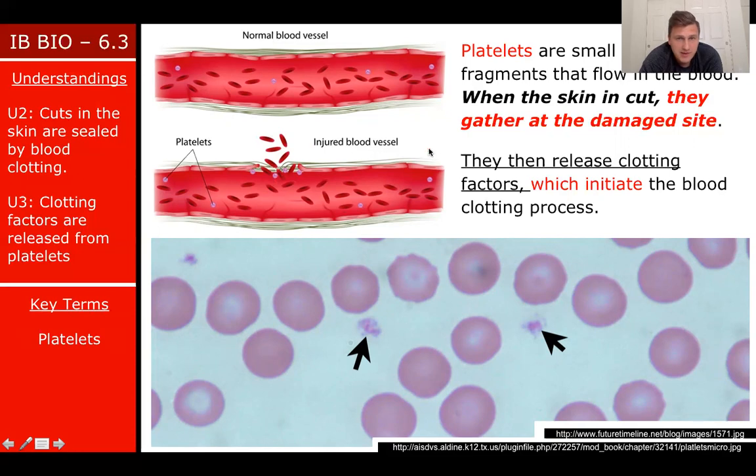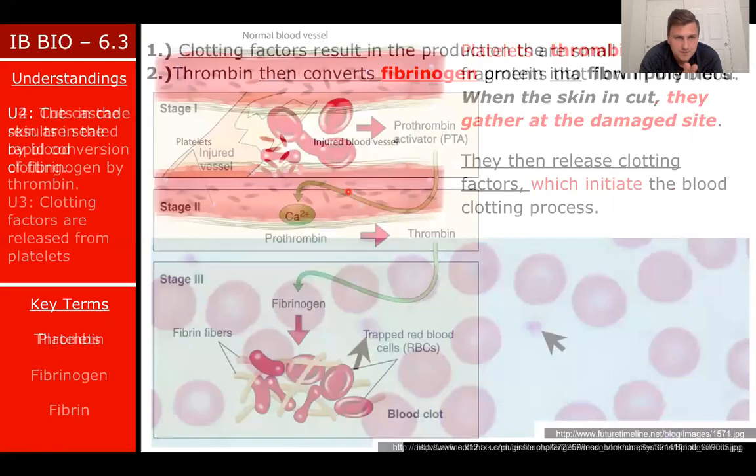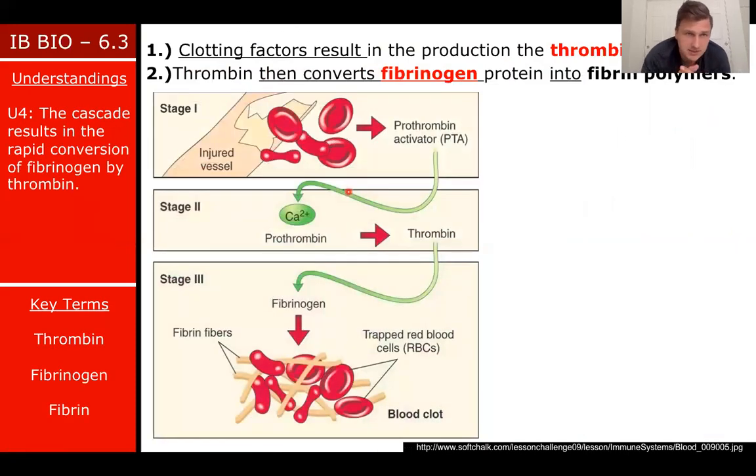All right. When they gather there, it's really cool, they release a clotting factor. They release that first step of the cascade, the clotting cascade factor, that will then initiate the blood clotting process. So the first thing that needs to happen is platelets need to gather at this damaged place, okay? Let's talk about these steps. The first step, clotting factors result in production of thrombin. So platelets get to the damaged site, they release the clotting factors, right?